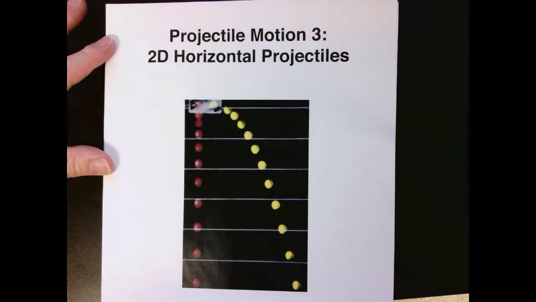At this point, you've watched several videos that have pointed out our misconceptions about the way horizontally fired projectiles behave. We've also seen how these stroboscopic pictures are taken and overlain on each other so we can observe the motion. In this screencast, we're going to detail looking at projectile motion in 2 dimensions when projectiles are fired horizontally, only horizontally.